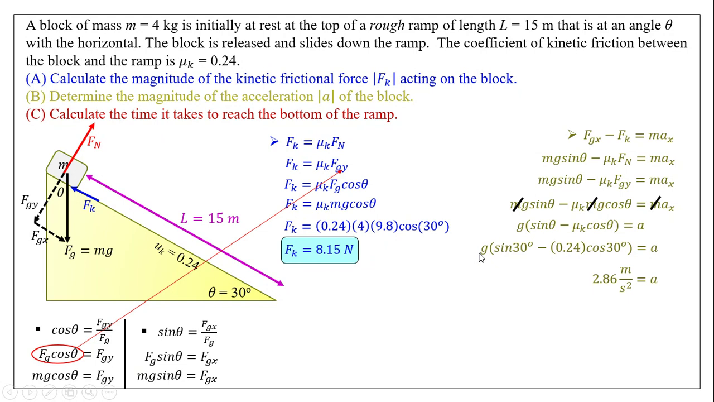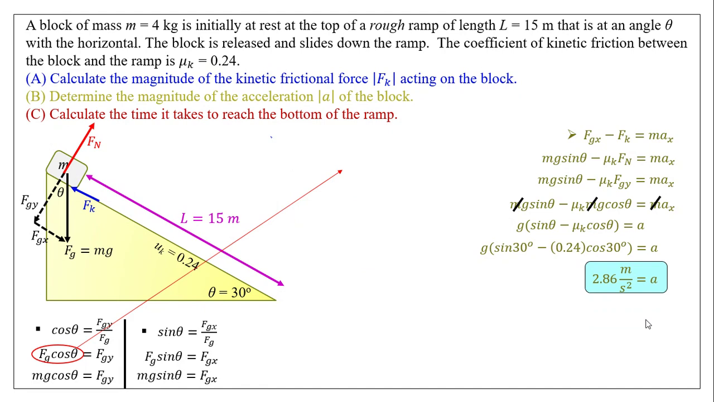So if you plug in g's 9.8 in the front and you multiply by this whole quantity in the parentheses, you should get a value of 2.86 meters per second square. And it asks for a magnitude, so I'll leave my answer as is. Okay. Part C asks you to find the time that it takes to reach the bottom of the ramp. This one is pretty light work.